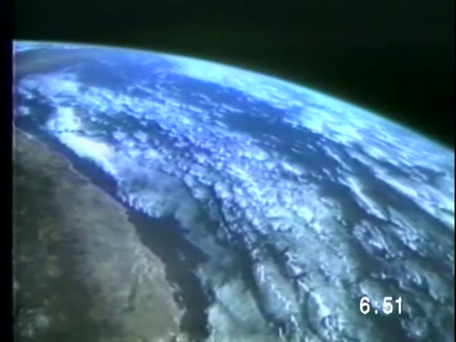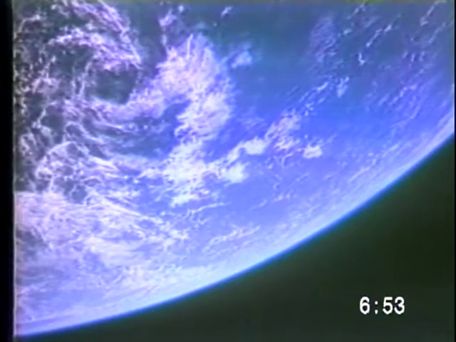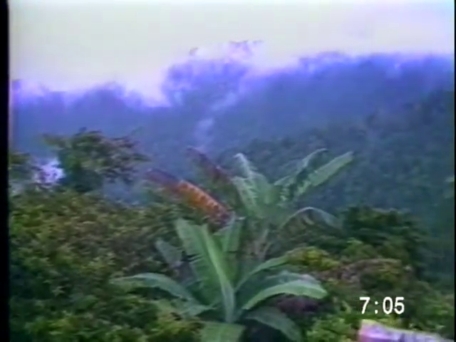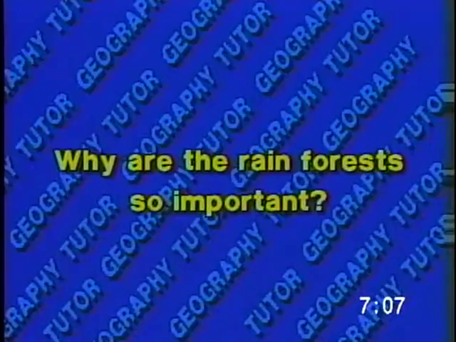The amount of change in the Earth's temperature depends primarily on two things. One, how much carbon dioxide is released into the atmosphere? And two, how fast the tropical rainforests in South America and Africa are destroyed. Why are the rainforests so important?